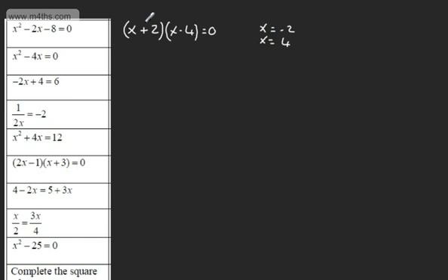One of these, or both, have to equal 0. When we multiply anything by 0, we're going to end up with 0. So either this bracket equals 0 or this bracket equals 0.